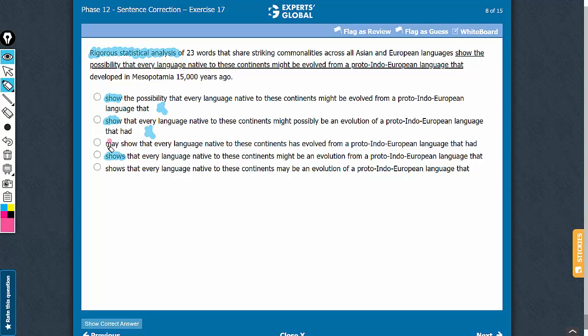Answer choice C says may show, so that is all right. There is no subject verb disagreement issue here. However, answer choice C distorts the meaning. It is not that the analysis may show something. The meaning is that the analysis shows that something may or might have happened. So answer choice C is not going to be correct.